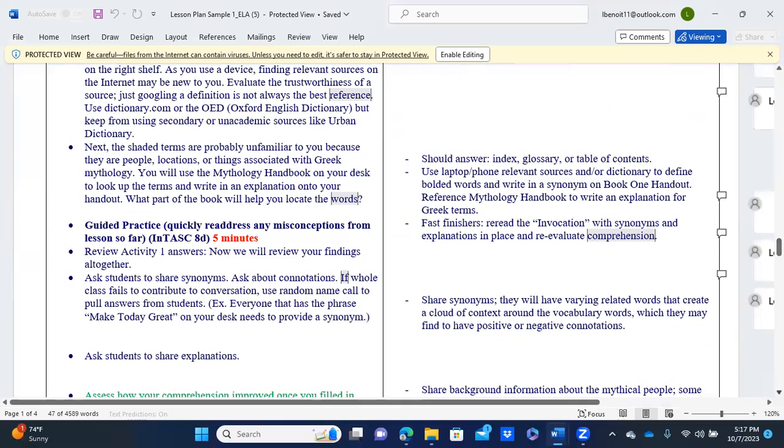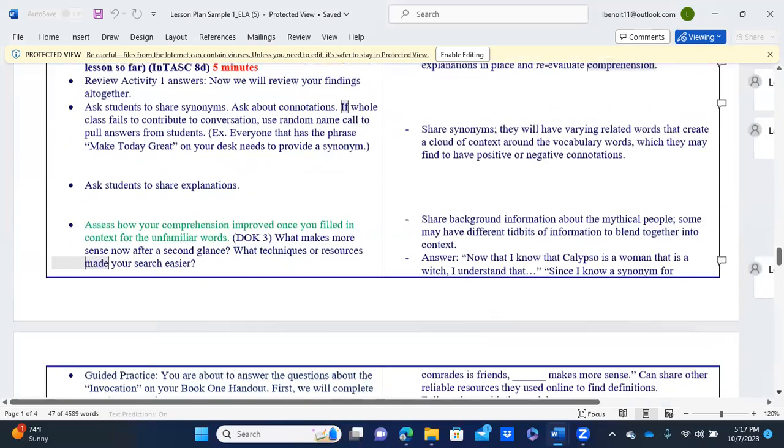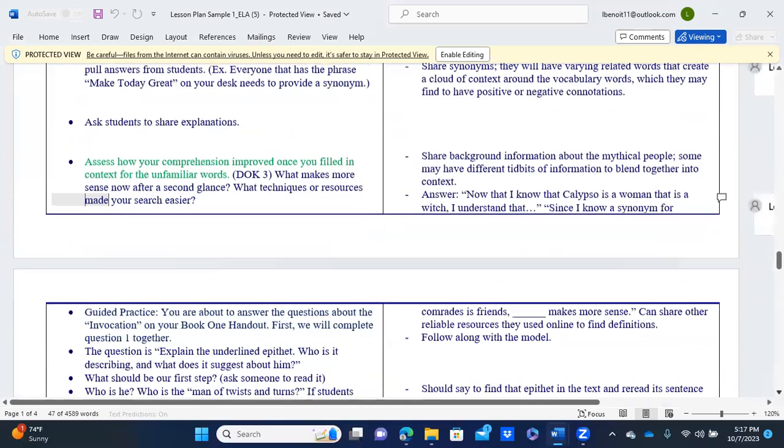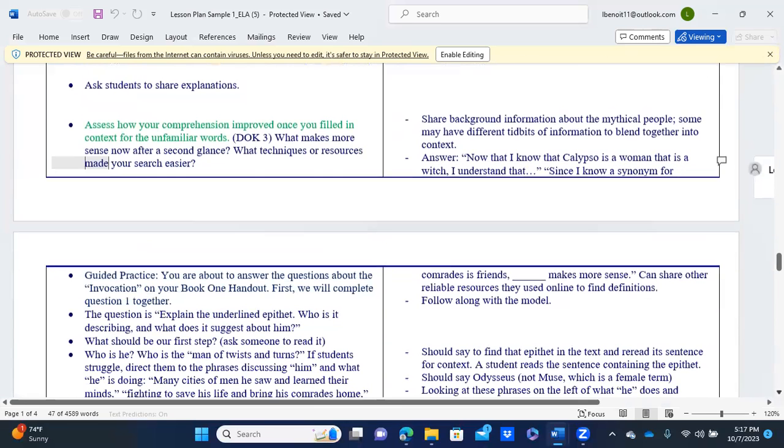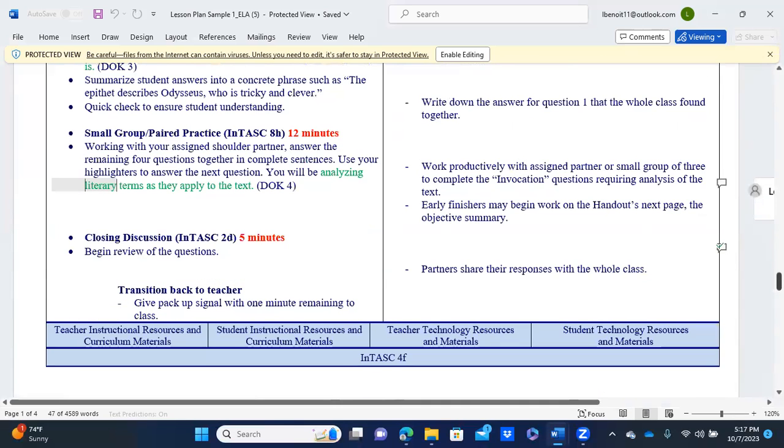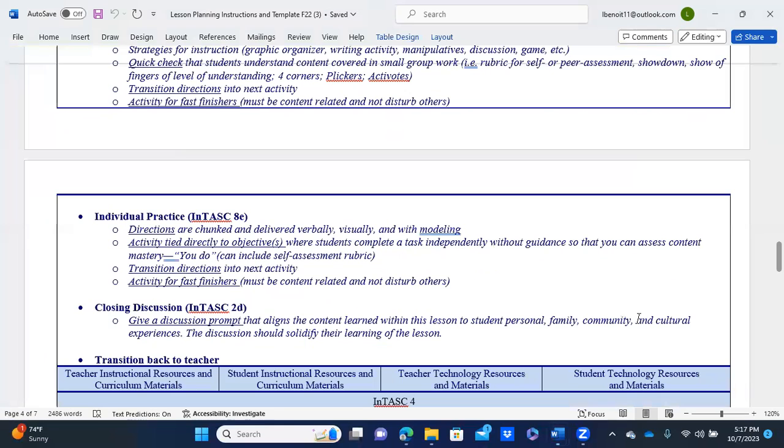Okay, so that tells you how to do the lesson progression. We're going to go to the next part of the lesson plan. Yeah, here we go. So let's go to the next part of the lesson plan. Sorry, computer's freezing up on me.